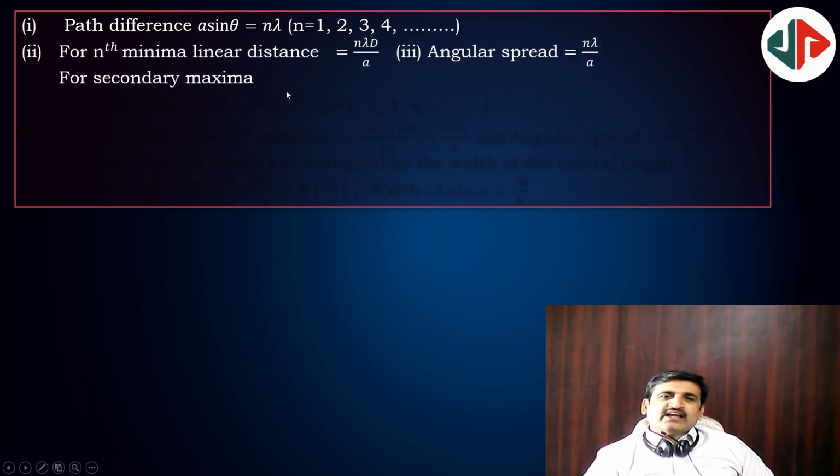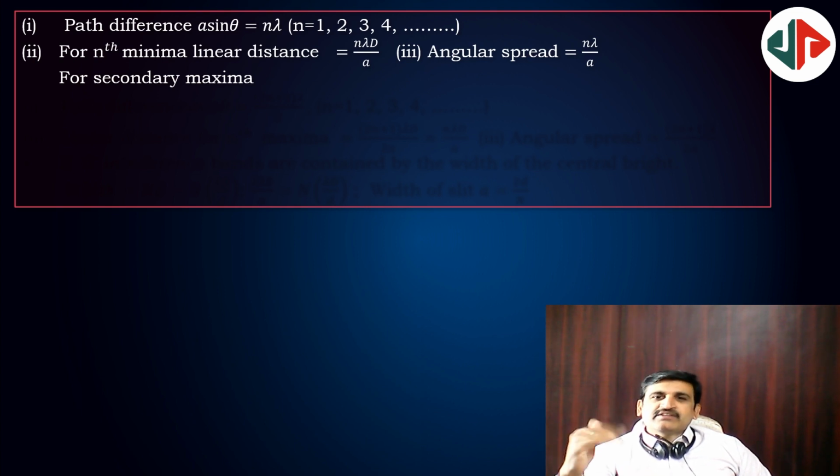Angular spread. See, if you know the derivation well for these things, then you can easily memorize. Otherwise, you will get confused. So learn and memorize with the help of the derivation, so that you won't get confused. Angular spread is equal to n lambda by a. Angular spread means the distance between the first minima and the first minima in between the region, that is making angle n lambda by a.